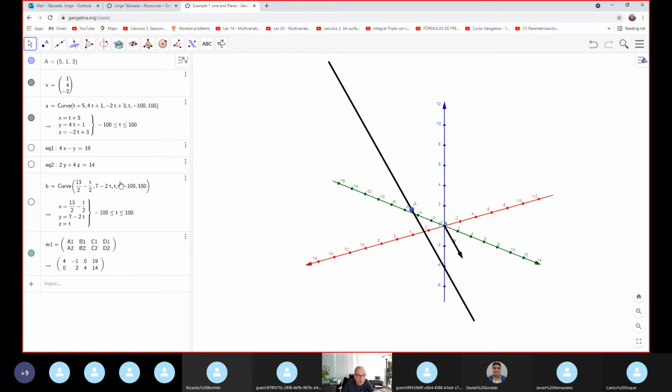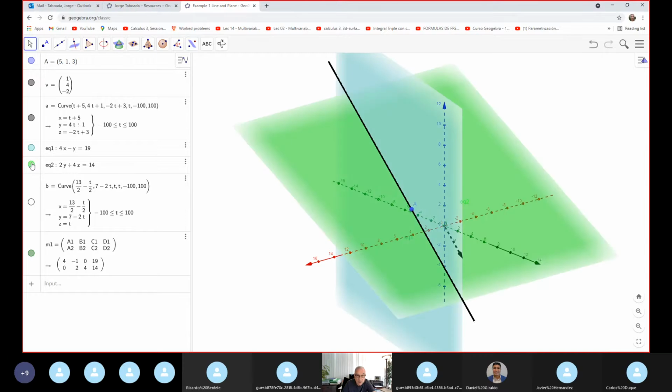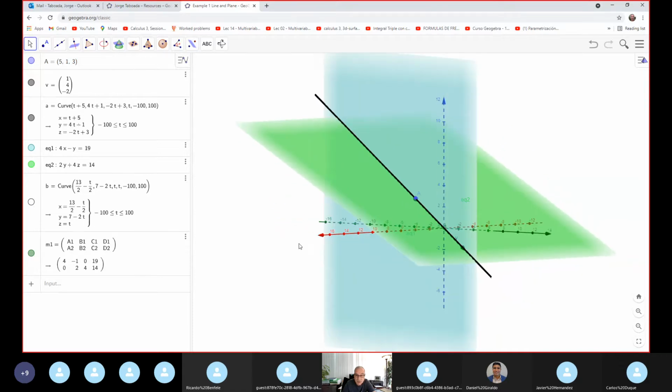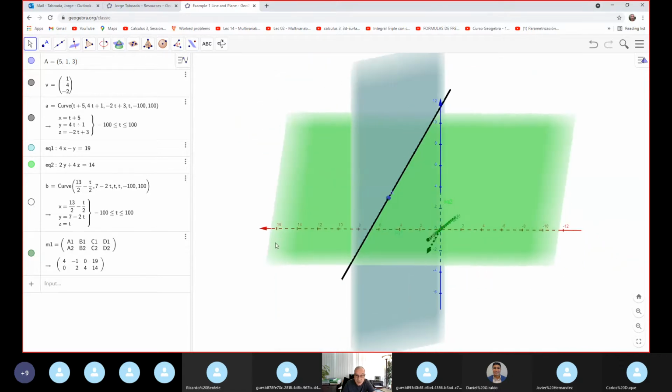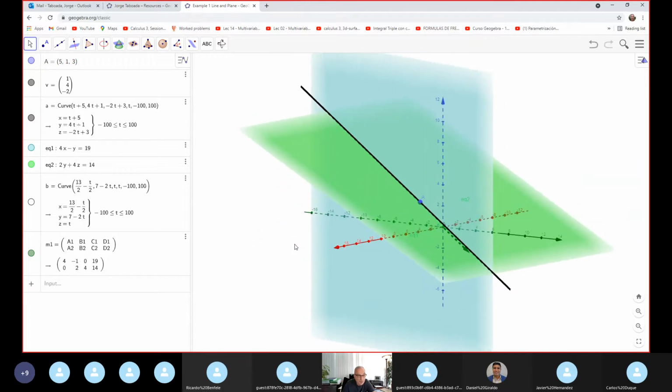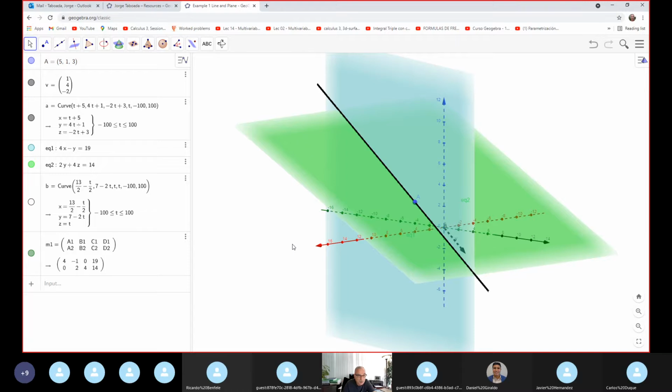However, at one moment of the game, I discovered that one possibility to represent this line is the intersection of two planes. So I put the equation for the plane here. Look, this is my first plane, blue plane, and this is my second plane, green plane. And the intersection, look, is also the line. So one possibility, right?